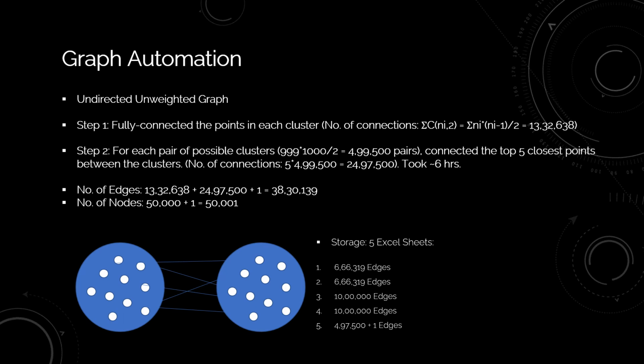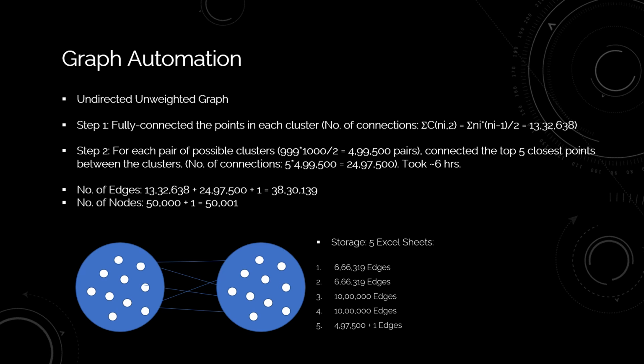Since it will reduce the complexity of managing weights and dealing with the same. So the first thing we did was, since we already have the clusters, we made each and every point in the cluster fully connected. That would be nC2 connections: selecting 2 points out of n points. If we sum it over each and every cluster, it would be the summation of n(n-1)/2, which is around 13 lakhs.